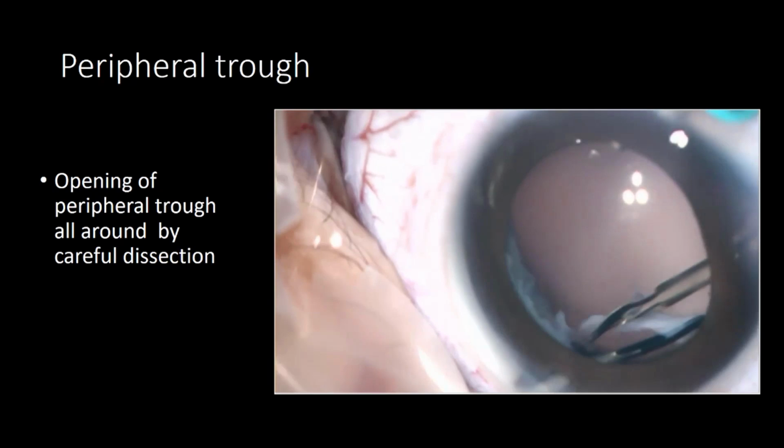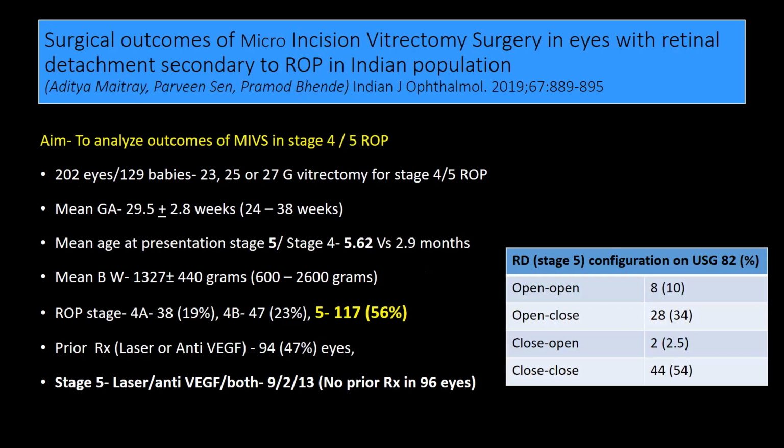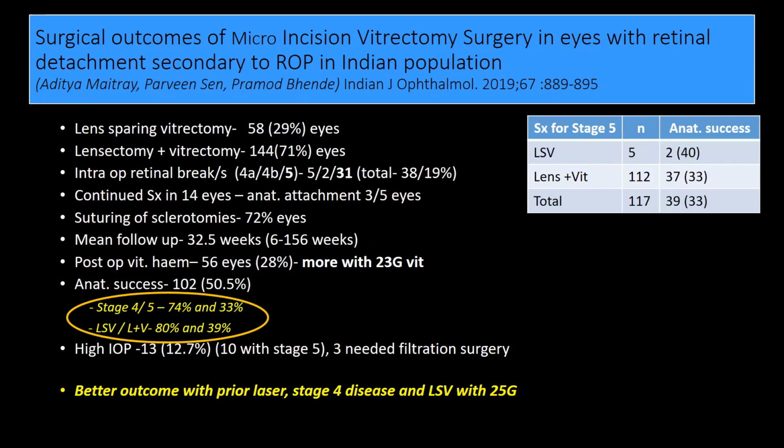So this is our first publication. Yes, prognosis is not really good, but anatomical success we could achieve in 22% of cases. That was the first publication. As you see here, for functional outcome, what we look at is fixation of light. Subsequently, we started using MIVS, and when you look at it, 117 eyes, that is a publication. In stage 5, we could achieve a 33% success rate, with a follow-up of approximately 6 months.